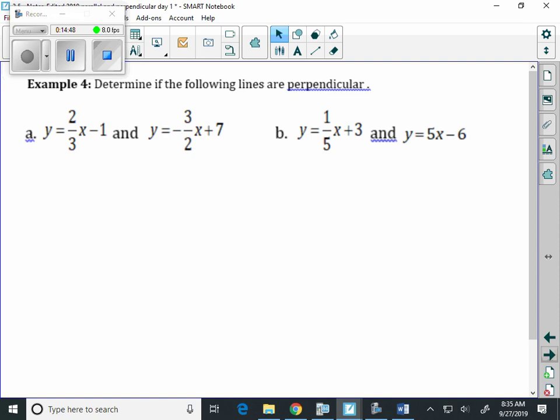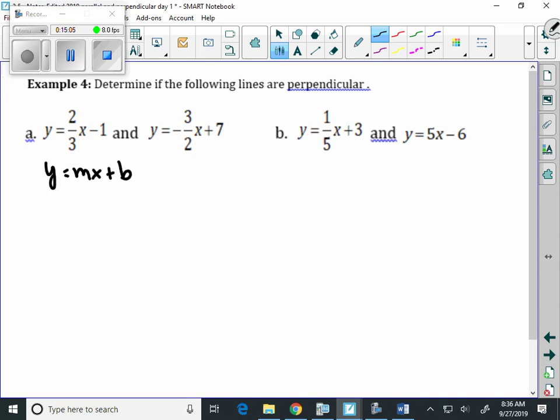Now, like we did on the front, we need to determine whether these lines are parallel or perpendicular. And what happens here is we need to look at the slopes. Once again, do you know the equation? Y equals mx plus b.